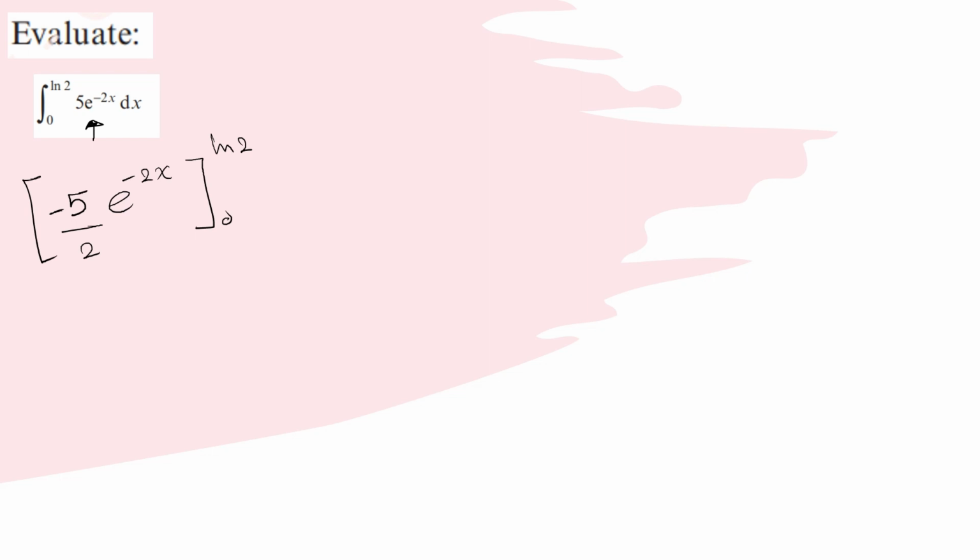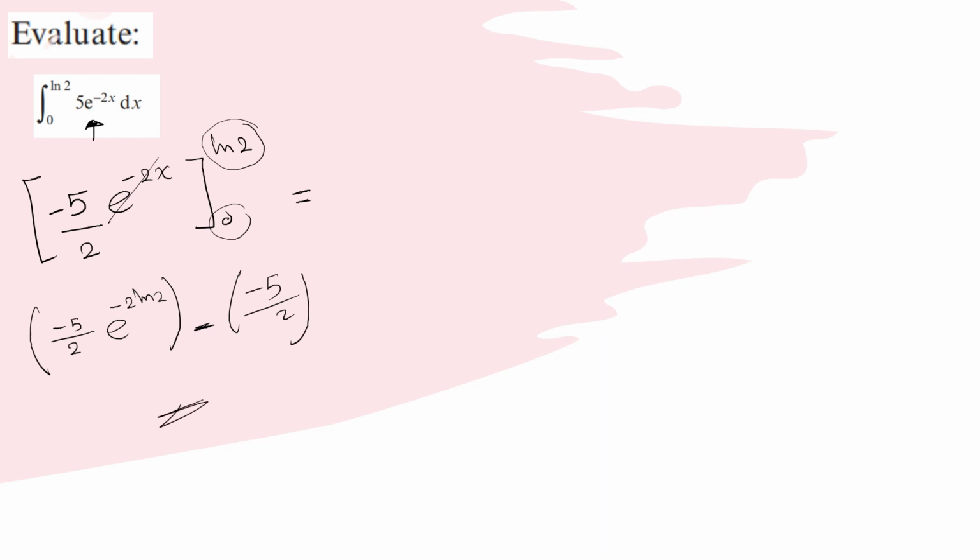Okay, now we do substitution for x with ln 2, minus the substitution for x equals 0, so it will be negative 5 over 2 e power negative 2 ln 2, minus the substitution with 0. Okay, it will be negative 5 over 2 because here 0 gives 1, anything with power 0 is 1. Okay, you can use a calculator to get the final answer.